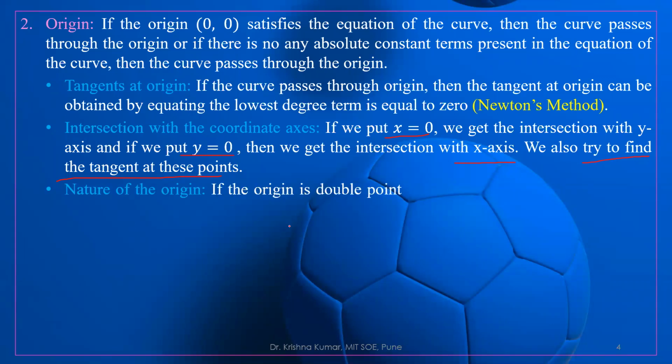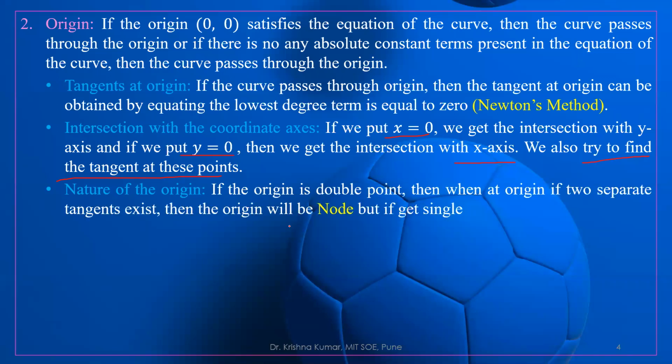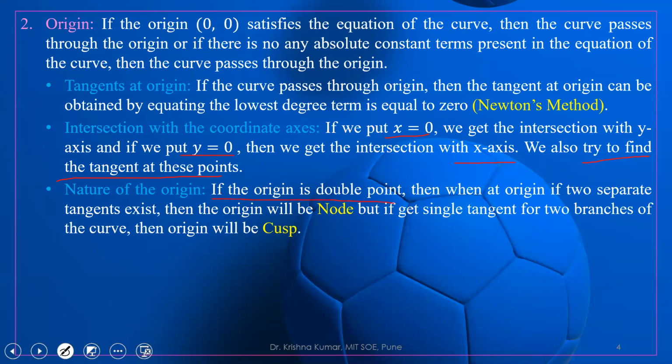Nature of the origin: we have already seen it in the last lecture. What is the double point? What is the cusp? What is the node? If the origin is a double point and two separate tangents exist at the origin, then the origin is a node. But if we get a single tangent for two branches of the curve, then it is called a cusp. We will see this when we solve the example.